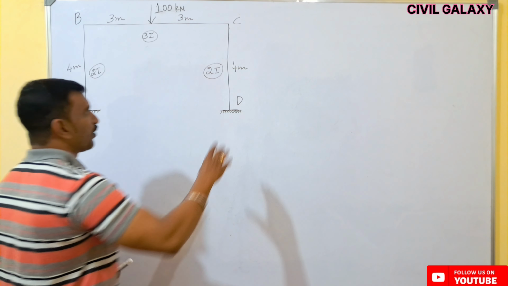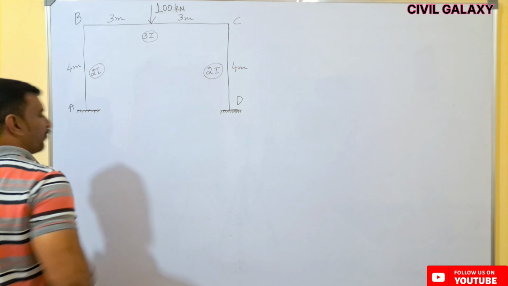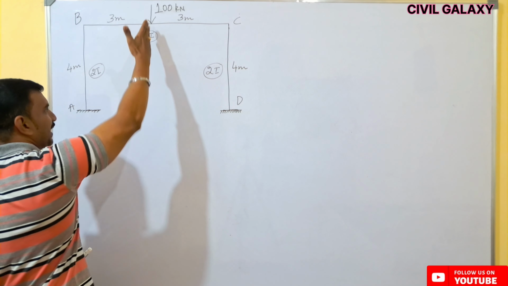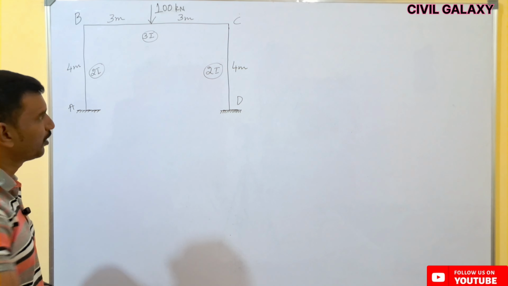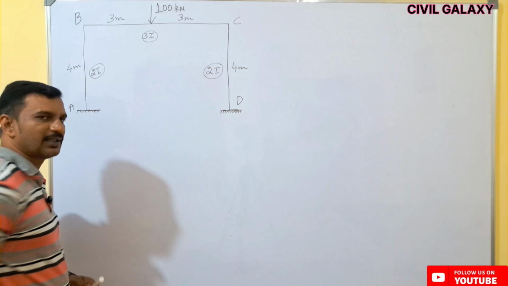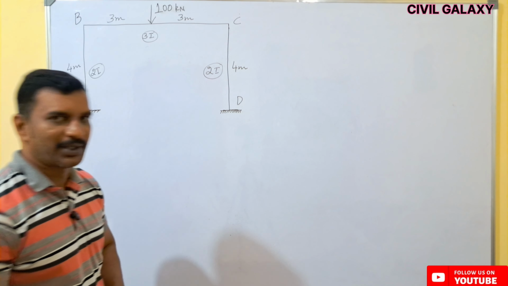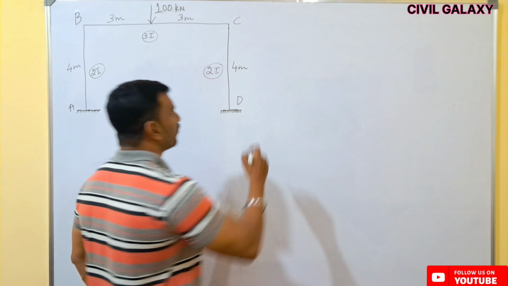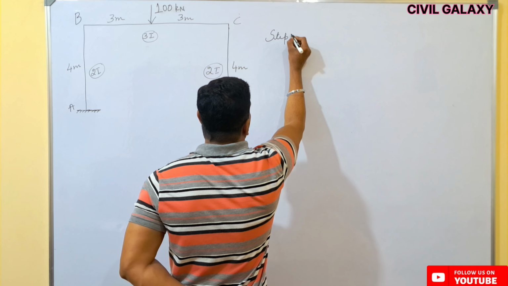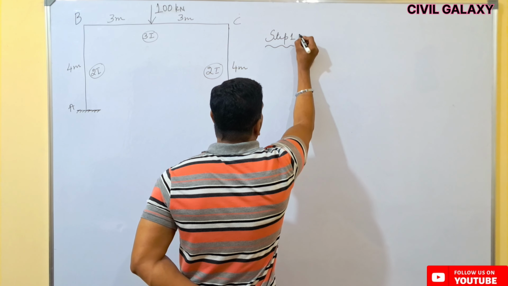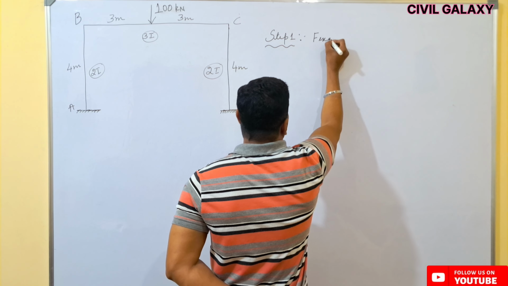If you observe the length of the column over here, CD is 4 meters and AB is also given as 4 meters. And if we cut exactly at the center, we get an identical mirror image. So based on this, we can call this frame a symmetrical frame. If you want to analyze this particular frame by Kani's method, we know from previous classes, the first step involves finding the fixed end moments.